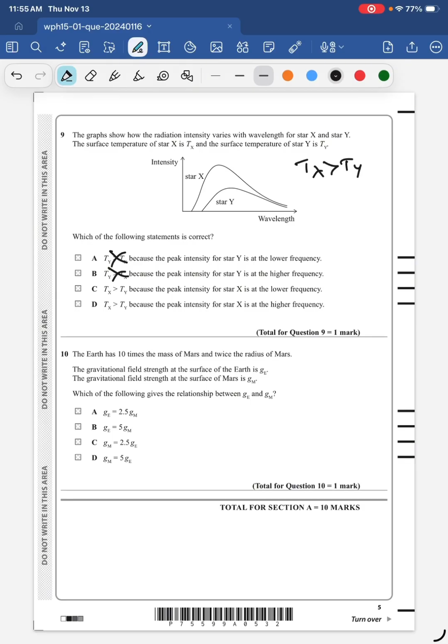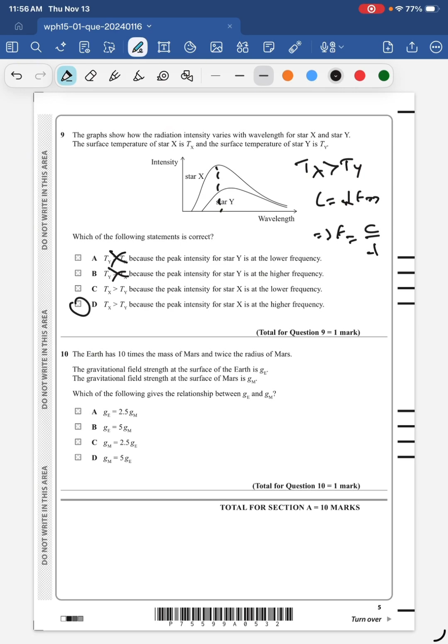So C says that Tx is larger than Ty because the peak intensity for star X is at the lower frequency, which is not correct because smaller wavelength means higher frequency, right? So it's D. Remember that c is lambda f, so f is c over lambda, right? So if lambda is smaller, then the frequency is larger. So D. Now, question 10.